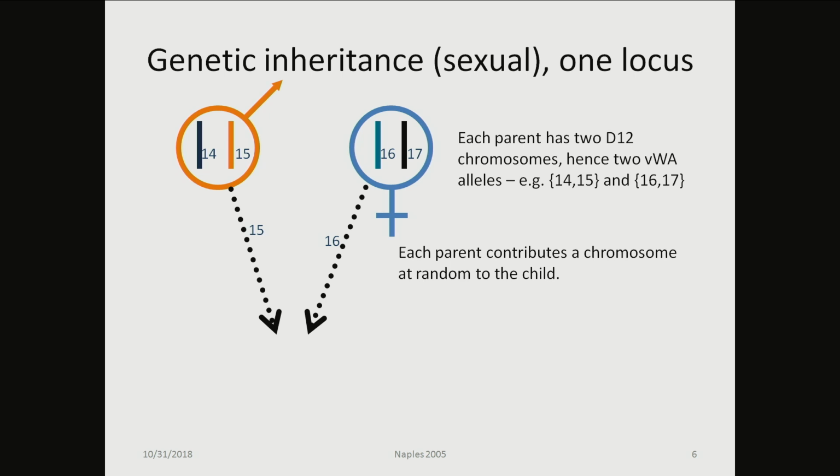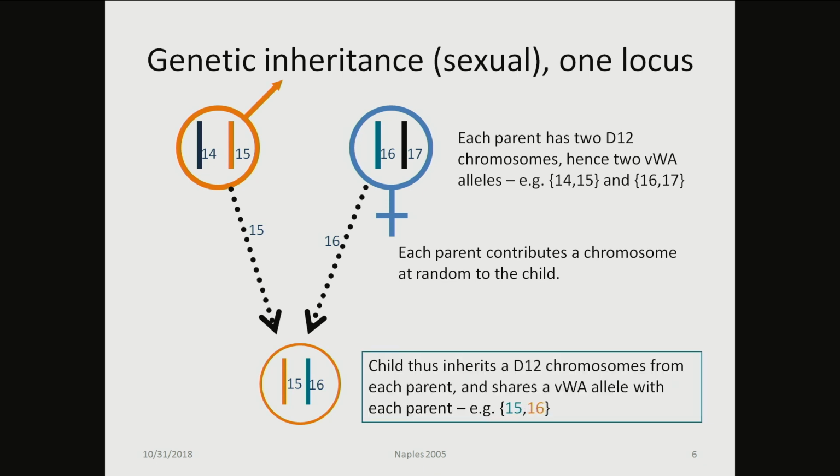And at any particular locus, each parent has a pair of chromosomes, and each of the pair may have a different number of repeats associated with it. And when they have a child together, each of them will contribute one of their 2 chromosomes, one of that pair of chromosomes, that is. And in the case of my picture, this pair of parents is able to produce a child that's 15/16 at this particular locus. Locus meaning location.